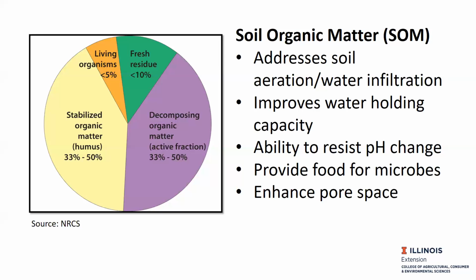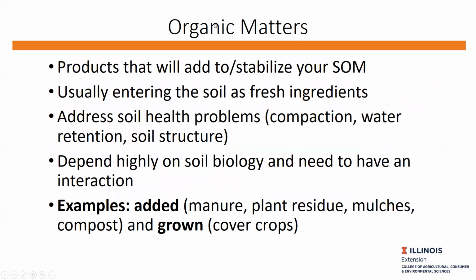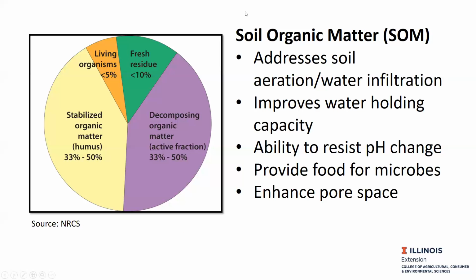So when you get a soil test and say my soil test came back and it was 2 to 3%, of that 2 to 3%, you may know a little bit, as you can see in this photo here. This 2 to 3% would include a percentage of decomposing organic matter that's called the active fraction. It would also include a stabilized organic matter, which is known as humus. So between 33 to 50% of that 2 to 3% is decomposing organic matter, which is called this active fraction. I'll talk a little bit more about that as we go along today.